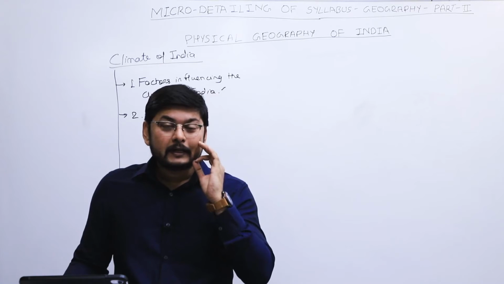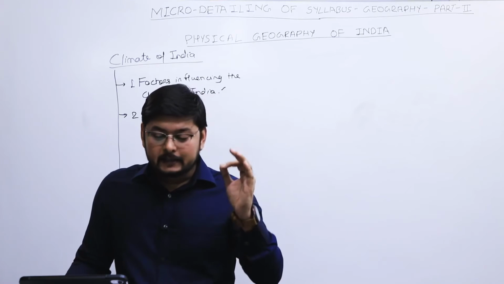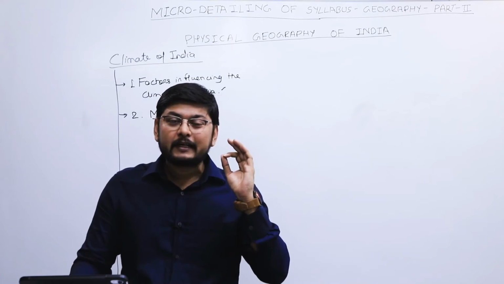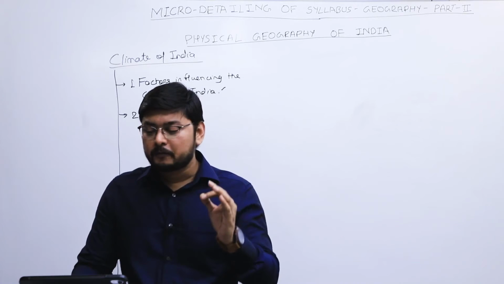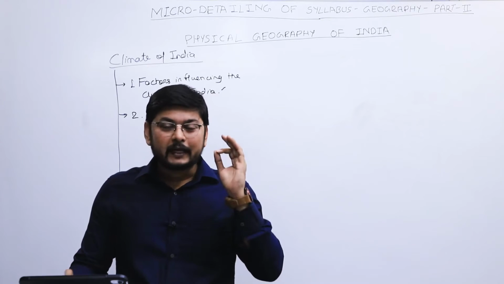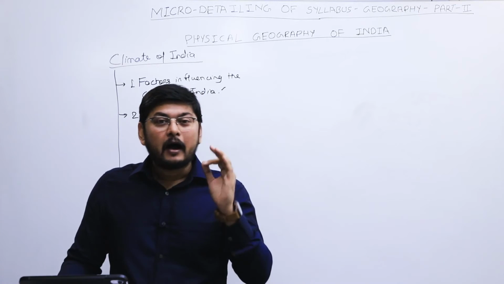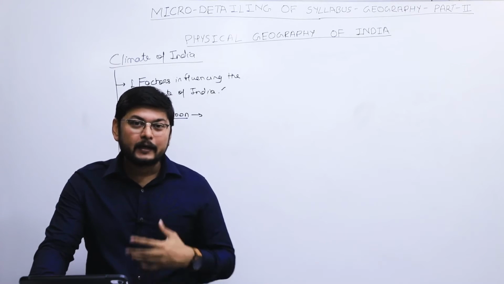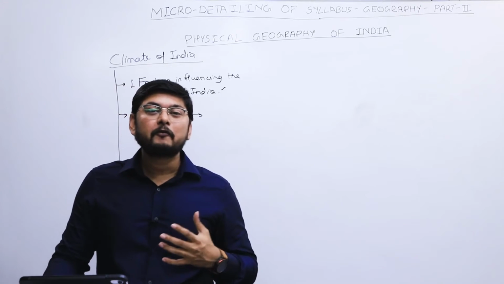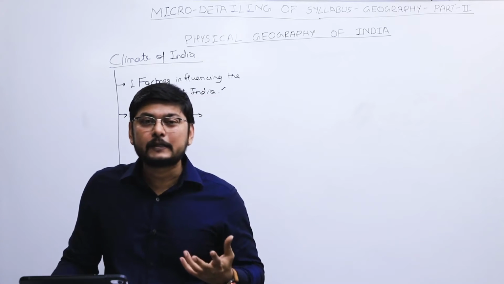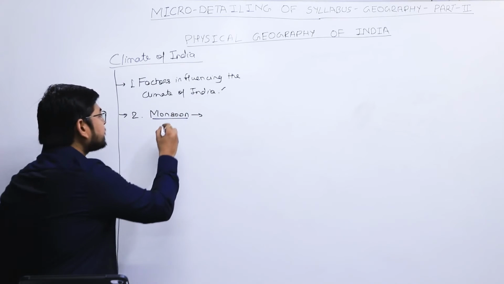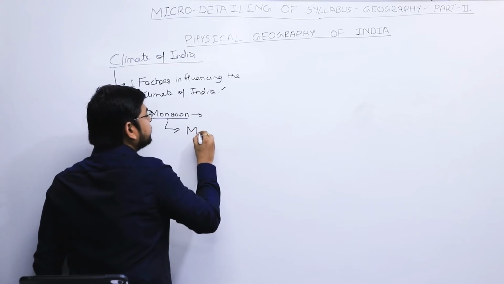Therefore, we need to understand the mechanism of monsoon, what the different aspects of monsoon are, how the monsoon is getting affected, and how the monsoon is getting variable in the contemporary time of climate change. It is getting influenced. So we'll be studying here first the mechanism of monsoon.